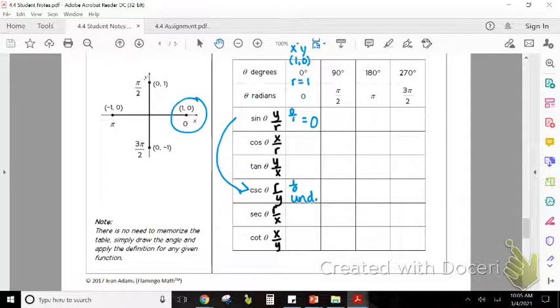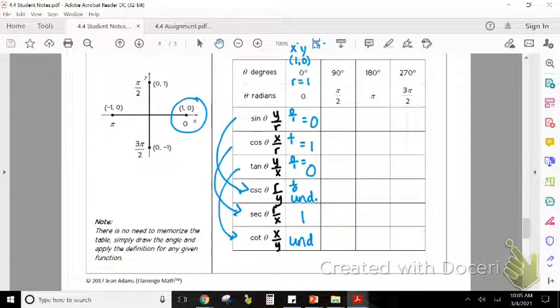Alright, for cosine, we said it's going to be x over r. Our x value is 1, our r value is 1, so we get 1. So its reciprocal, secant, if I take the reciprocal of 1, it's just going to be 1. And then tangent is y over x. My y is 0, my x is 1, 0 over 1 is 0. And so for its reciprocal, cotangent, I know the reciprocal of 0 is now undefined.